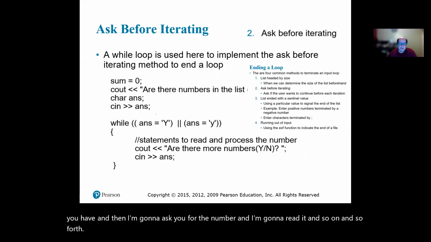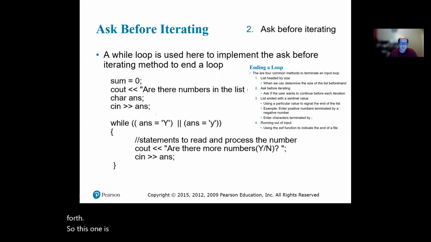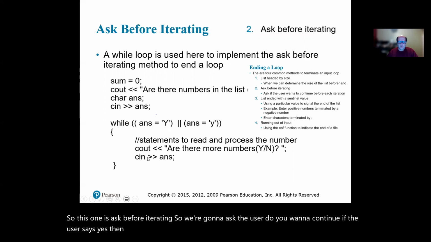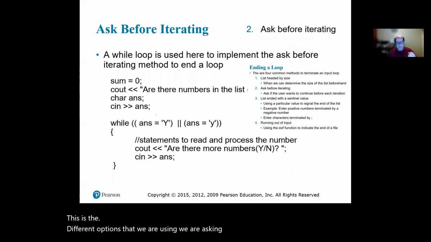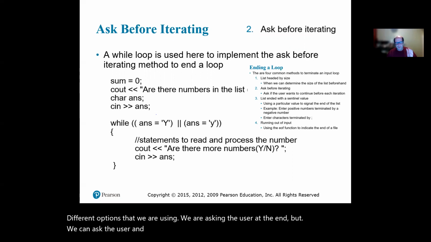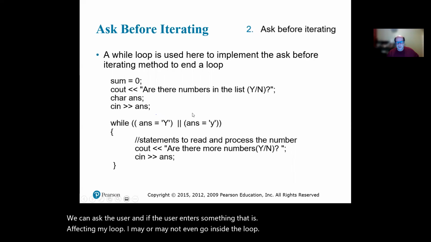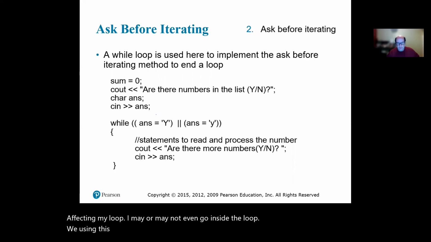So this one is ask before iterating. So we're going to ask the user, do you want to continue? If the user says yes, then I am going to go through this and I'm going to have my program. So these are different options that we are using. We are asking the user at the end, but we can ask the user first, and if the user enters something that is affecting my loop, I may or may not even go inside it. We are using this for input validation.